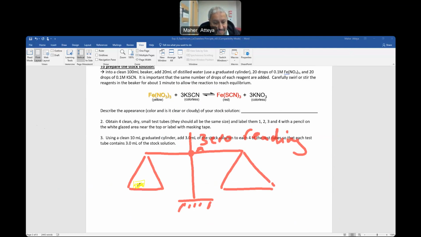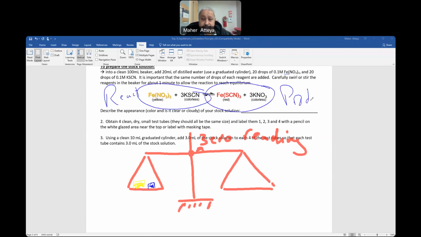You might not be able to see it, but this is iron. That's the reactant side, okay? And the other one, maybe I will take the blue one, correct? So this is thiocyanate. Those are, as I said, reactant side. This is reactant, and those are products.